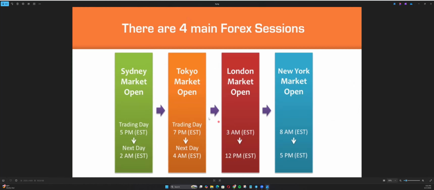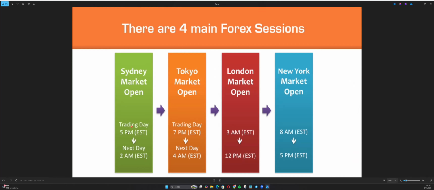Okay, so what are the 4 sessions to trade in? We have different sessions and different time zones of forex trading. So we have 4 major market sessions. We have 4 major markets in the world, or major countries or continents, where we get to trade forex due to their time frames. So we have Sydney, Tokyo, London, and New York.